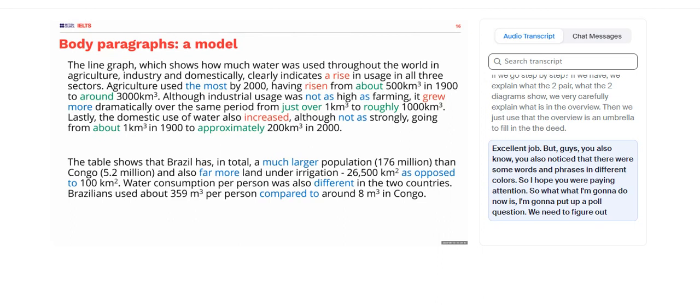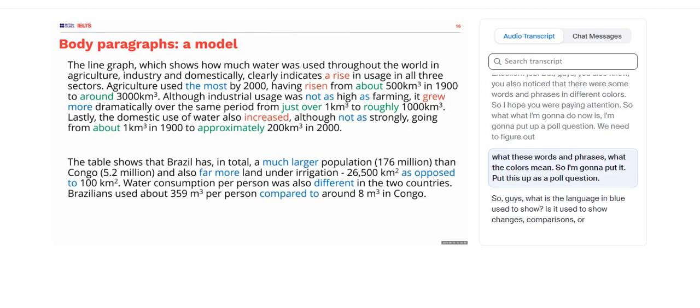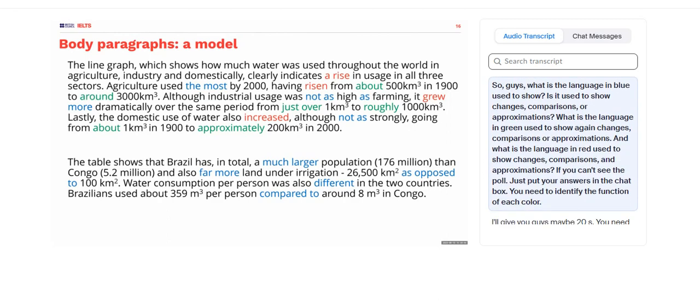So what I'm going to do now is put up a poll question. We need to figure out what these words and phrases, what the colors mean. So I'm going to put this up as a poll question. So guys, what is the language in blue used to show? Is it used to show changes, comparisons, or approximations?